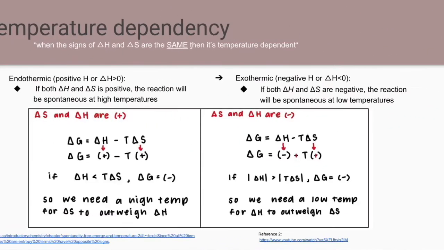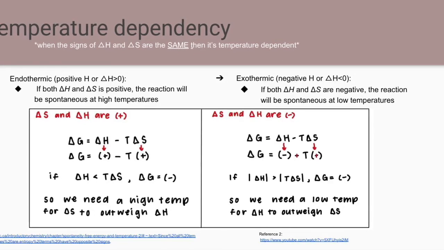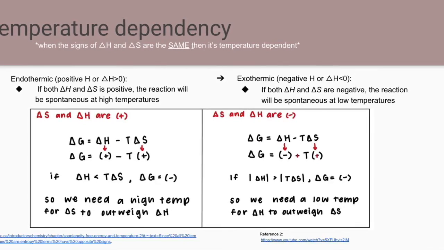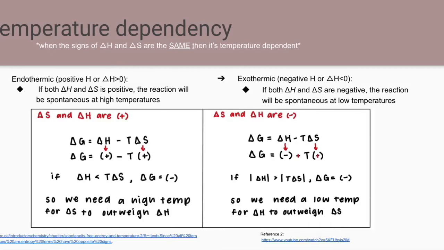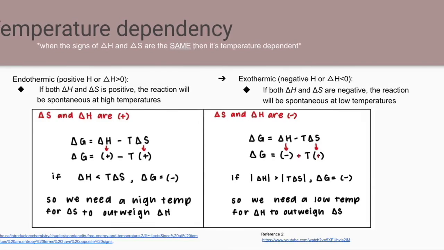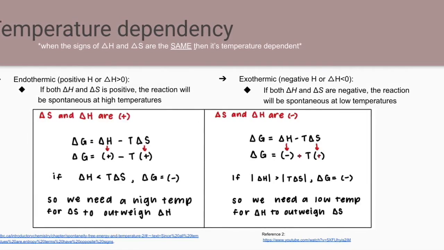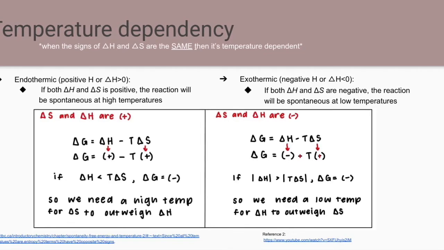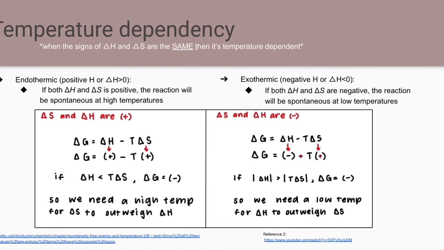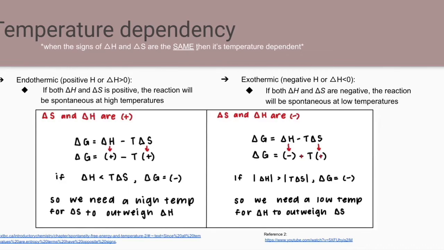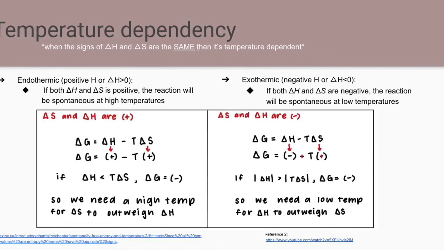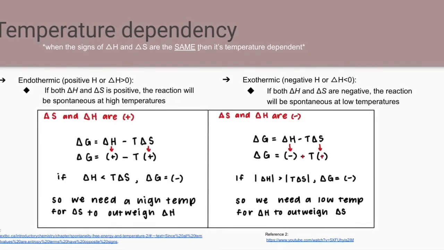We are now going to talk about some cases where the sign of delta G is dependent on temperature. In these cases, the signs of delta H and delta S will be the same. For reactions in which delta H is greater than 0 and the reaction is accompanied by an increase in entropy, a positive delta S, the reaction will be only spontaneous at high temperatures.